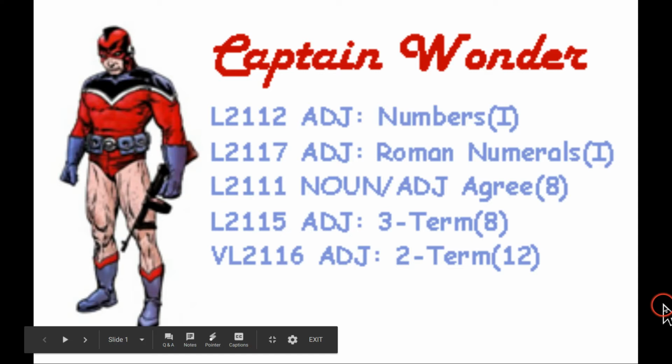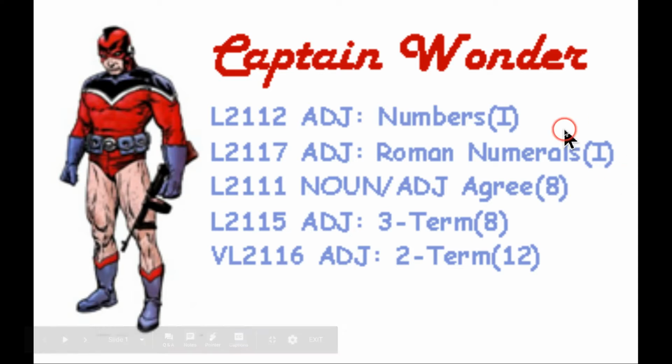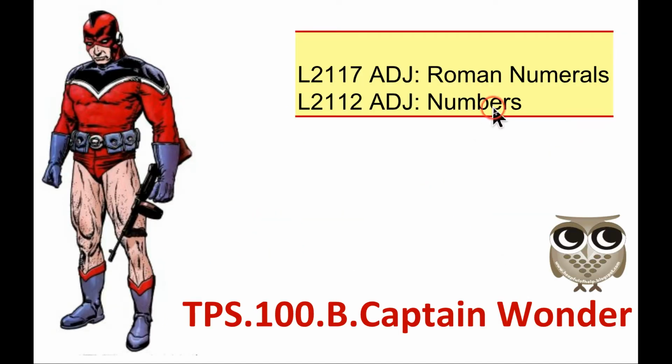Captain Wonder grammar tutorial. In this tutorial, we'll talk about numbers as well as Roman numerals, noun-adjective agreement, especially with three-termination adjectives, but we'll also talk about two-termination. Though this technically isn't till Level 2, you never can tell what to be ready for. So let's talk about noun-adjective agreement, Roman numerals and numbers.